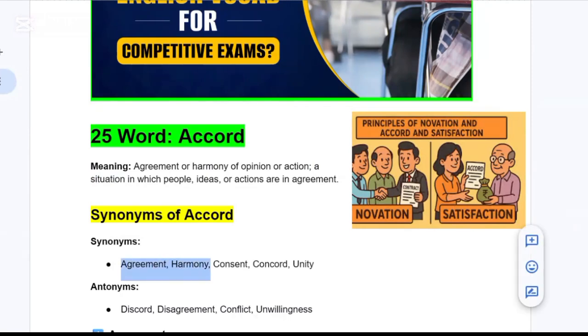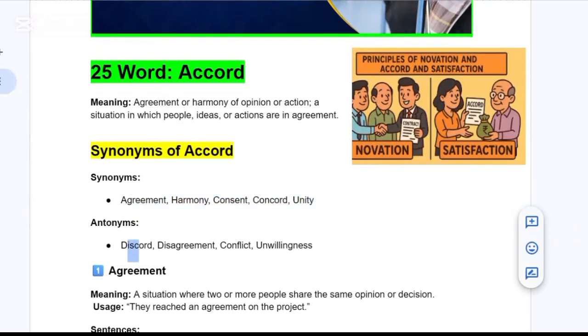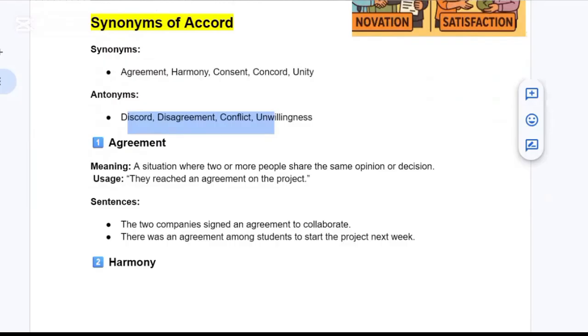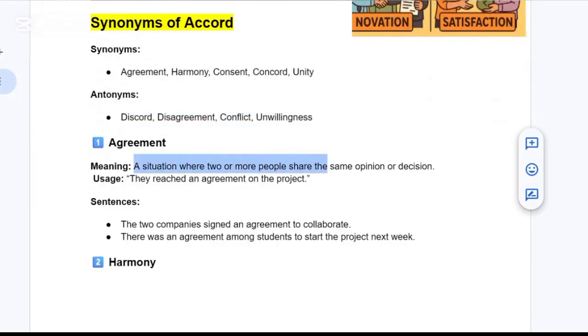Synonyms are agreement, harmony, consent, concord, unity. And antonyms are discord, disagreement, conflict, unwillingness. Agreement: a situation where two or more people share the same opinion or decision.